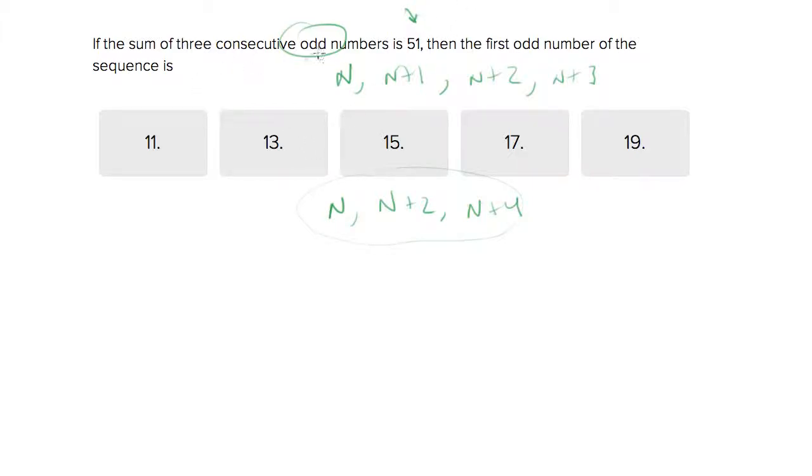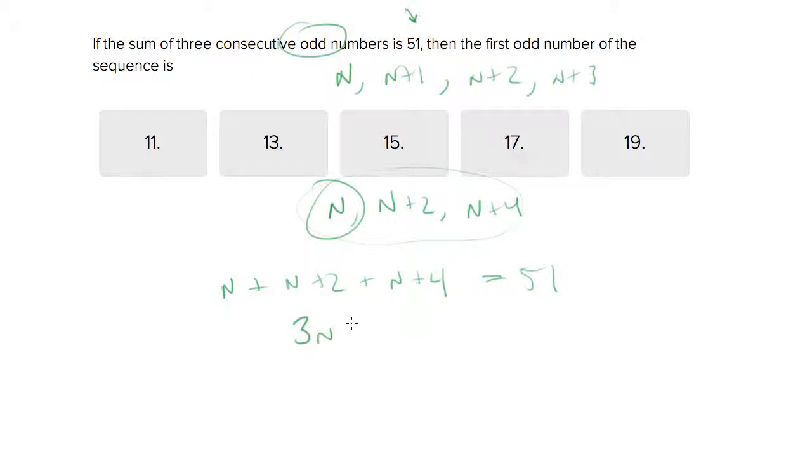So it says the sum of three consecutive odd numbers is 51. So let's actually add those three numbers. So if I have n plus n plus 2 plus n plus 4, that's the sum of the first three, right? That equals 51. And they want the first one in the sequence. They want the n. But now we just have one equation with one variable, so we can solve for n.